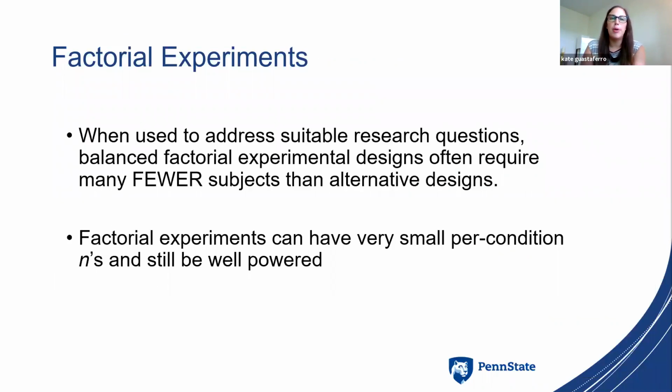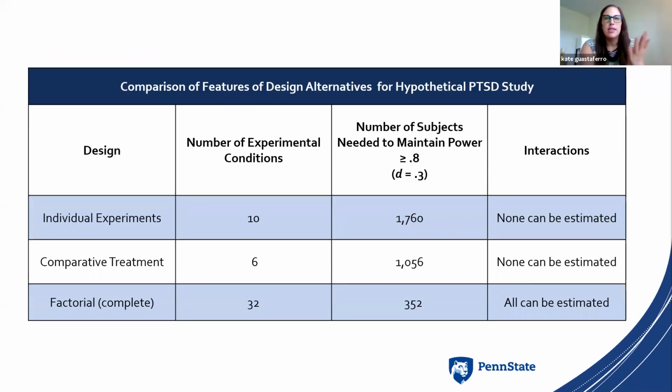So the factorial experiment, when used to answer the appropriate research questions, actually requires many fewer subjects than alternative designs. You just heard me say that a 2 to the 4 is 16 experimental conditions, which sounds like a lot. But in this design, there is often a small per-condition n, while still maintaining all this power. Let me show you what I mean. This is an example from the conceptual model slide a couple slides before.